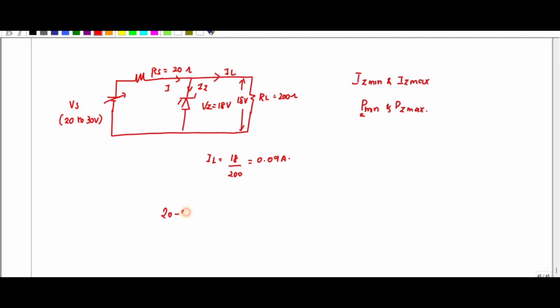If you take 20 minus 18 divided by 20, you will get I, right? What is the value of I? 2 divided by 20, that is 1 divided by 10, that is 0.1 amps. If VS is 30, I is equal to 30 minus 18 divided by 20, you will get 12 divided by 20, that is 6 divided by 10, that is 0.6 amps.